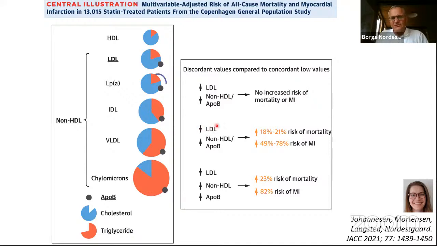But when LDL was low and either non-HDL cholesterol or ApoB was elevated, there was an 18 to 20% increased risk of mortality and a 49 to 78% increased risk of myocardial infarction. When LDL was low and both were high, the risk was even higher: 23% higher risk of mortality, 82% increased risk of myocardial infarction.